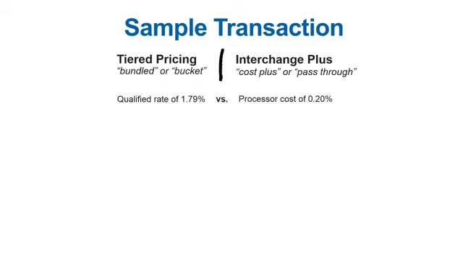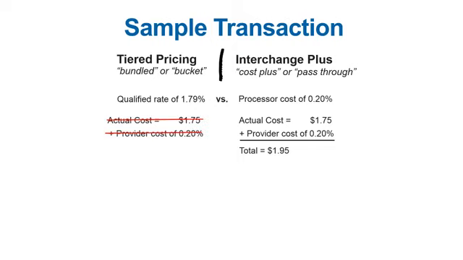For the interchange plus pricing model, you have a 20 basis point provider cost added to the $1.75 actual cost, bringing the total to $1.95. For the tier-based pricing model, you have that same base cost of $1.75, but in order to get the total cost for a tier-based pricing model, you simply multiply the $100 times the 1.79% rate assigned to that tier level to get the $1.79 total cost.